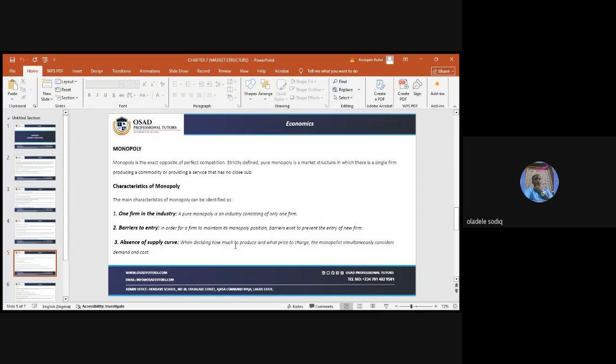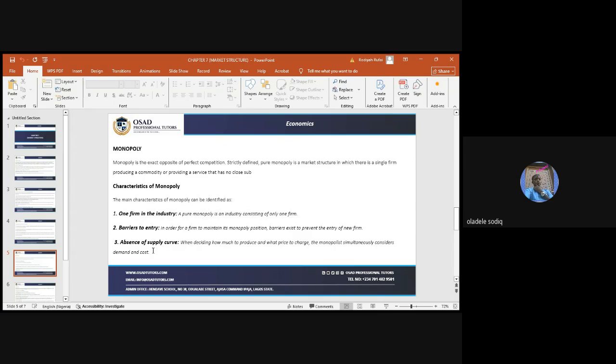Then another characteristic is that there is absence of supply curve. When deciding how much to produce and what price to charge, the monopolist simultaneously considers demand and cost. So the market participants under monopoly are not price takers, because it is the price that I want to sell at that you must buy at. Don't forget we said it is only one single firm. So whatever I say, you must abide by, because there is no free entry. If I cannot get the product from you, it means I cannot get the product from any other place. That is what monopoly is.